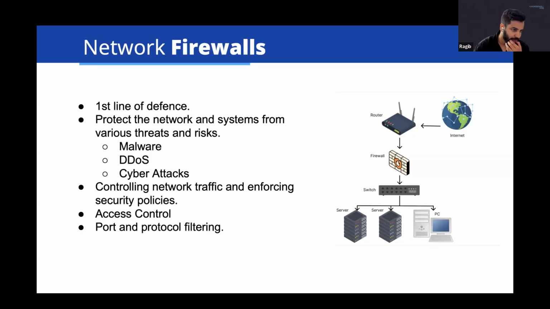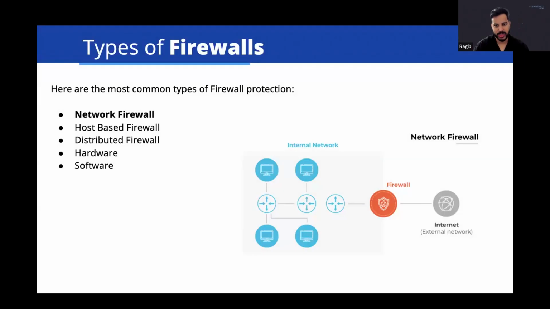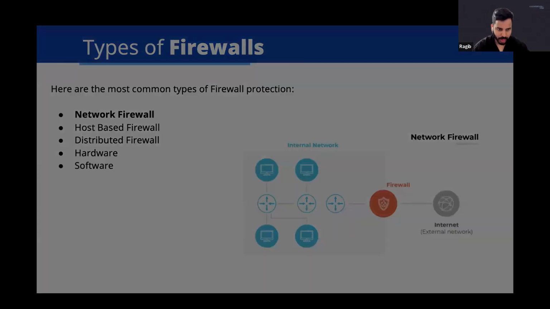So let's take a look at some different types of firewalls. The first one is the network firewall. We already talked about it in the previous slide. It's the first line of defense. It sits between your internal network and your outside network. It inspects and filters traffic, etc.